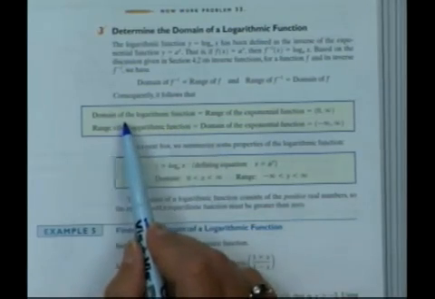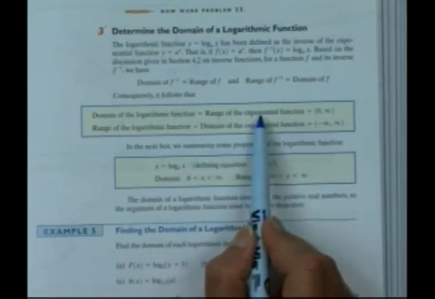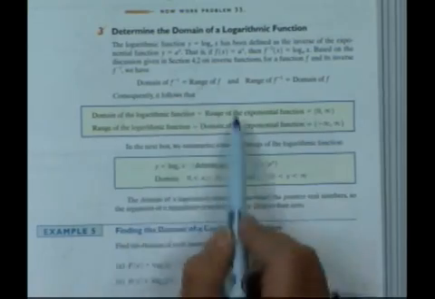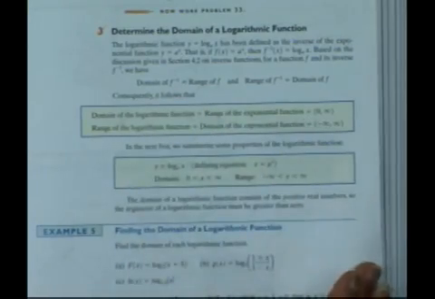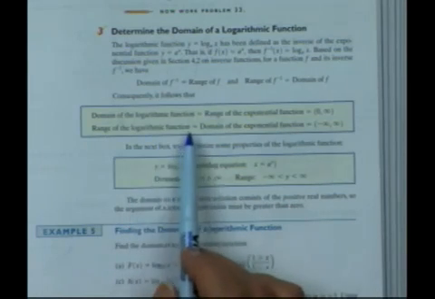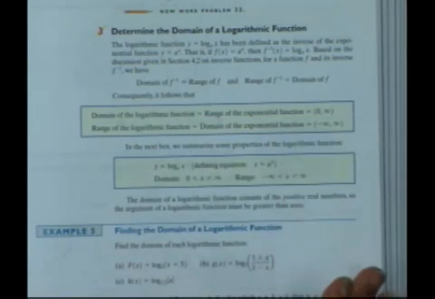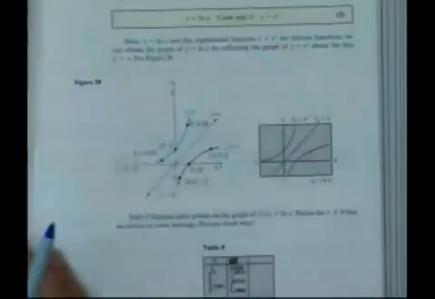Let me flip through the pages and make sure. In the middle of page 437, we mentioned this. Domain of your log function is the range of the exponential function. That's because they are inverses of each other. The range of the log function is the domain of the exponential function. A lot of people don't get it, that they're just simply inverse functions of each other.